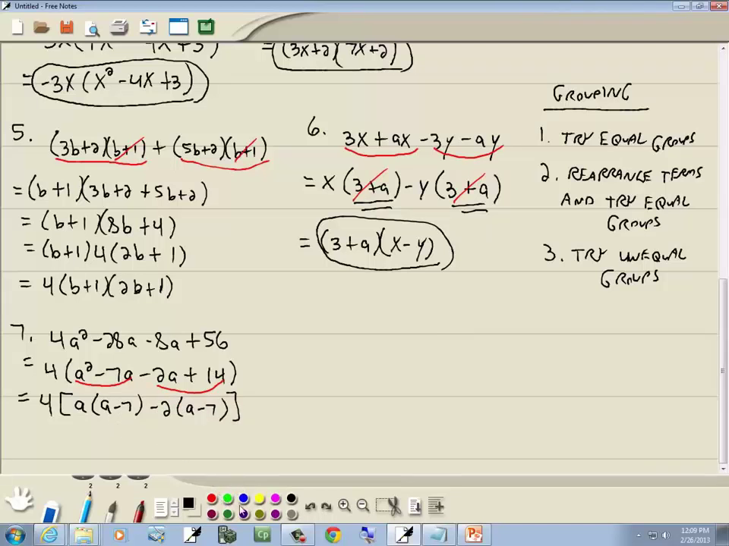Now again, our goal is to get this parentheses here the same as that parentheses, which it is. So I'll put it out in front, not in front of the 4 though. So we've got 4 times a minus 7, and then decide what goes in your second set of parentheses. You can cross out these a minus 7s, and what isn't crossed out is what goes here. So this would be a minus 2, and that would be our answer.